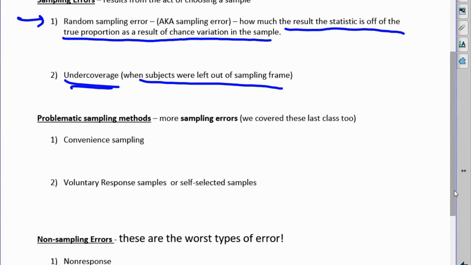Then you have your problematic sampling methods that we look for, the bias in convenience sampling being one of them. So make sure you look for bias here. Then voluntary response or self-selected samples, so like, why are they coming forward?